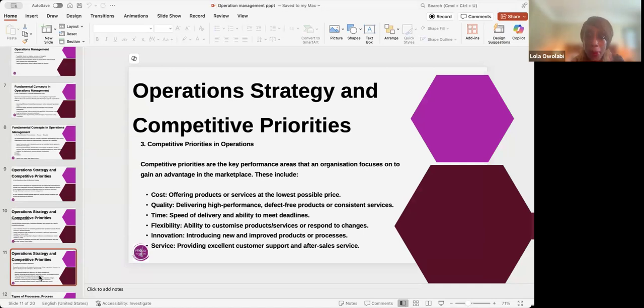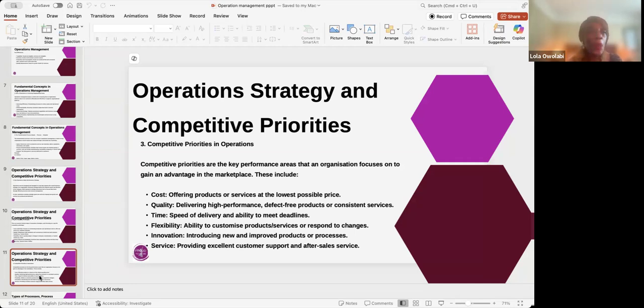Then we have competitive priorities in operation. These are the key performance areas that an organization focuses on to gain an advantage in the marketplace. These can include cost. Do you always check cost before you buy something? Competitive priorities include cost, offering products or services at the lowest possible price. People are always looking for a bargain. If people can get it for $100, why would they pay $200 for it?